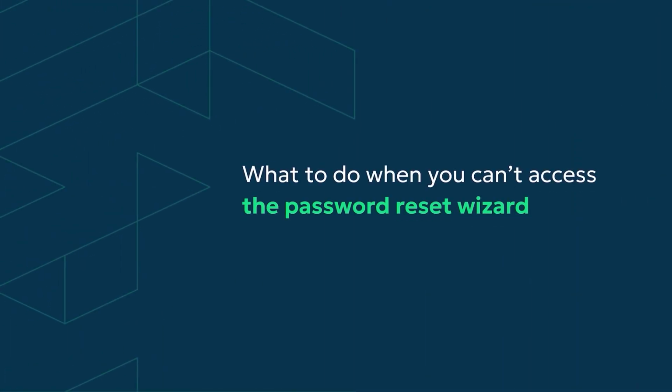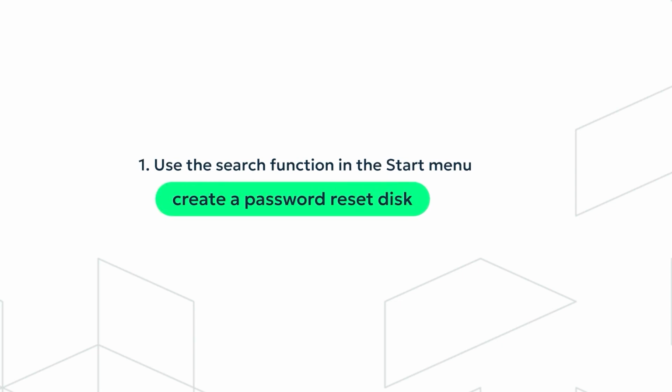What to do when you can't access the password reset wizard. If the password reset wizard doesn't run on your PC, you can either use the search function in the Start menu and type "create a password reset disk," which automatically launches the wizard, or check your system settings to ensure that no other program interferes with this utility.